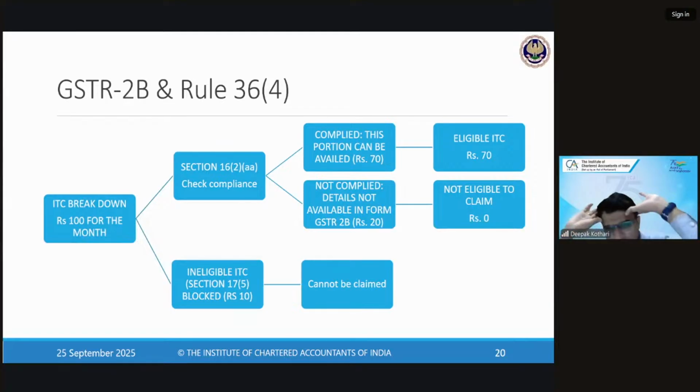So if any supplier does not sell anything in a month, does he also have to file GSTR1? Yes, still he has to file GSTR1. That will be called a nil GSTR1 because he has not made any transaction. But how will the government know if you have made a transaction or not? So even if you don't make any transactions, you have to file a nil return through which government will know that, okay, for this month, you have not made any supplies.